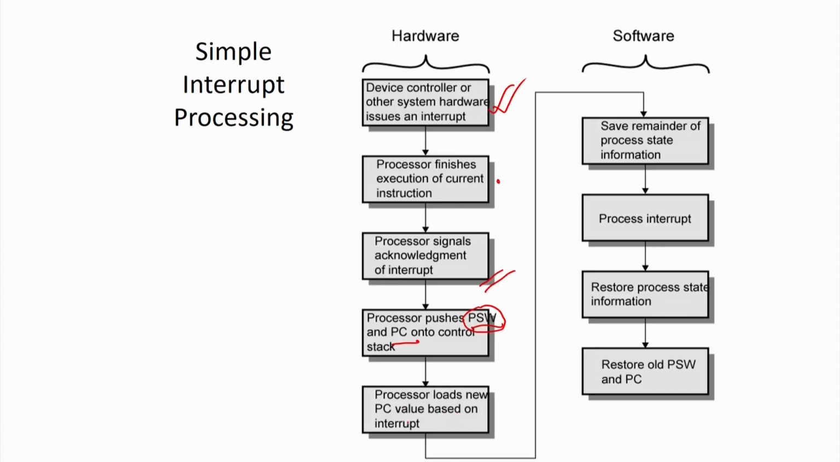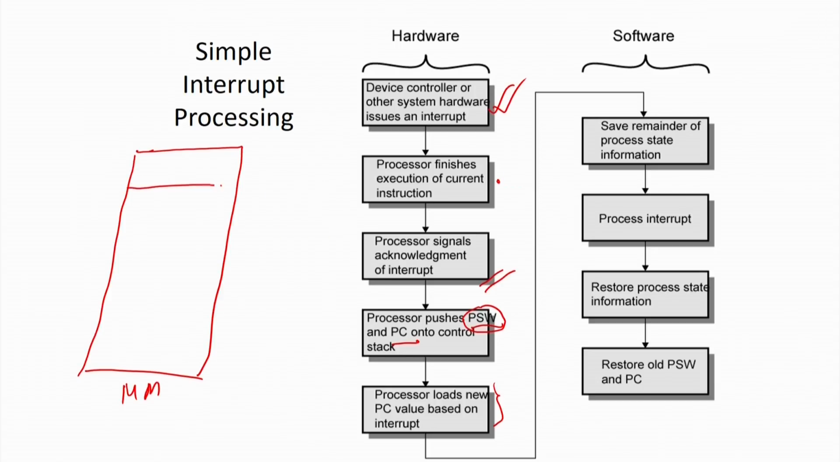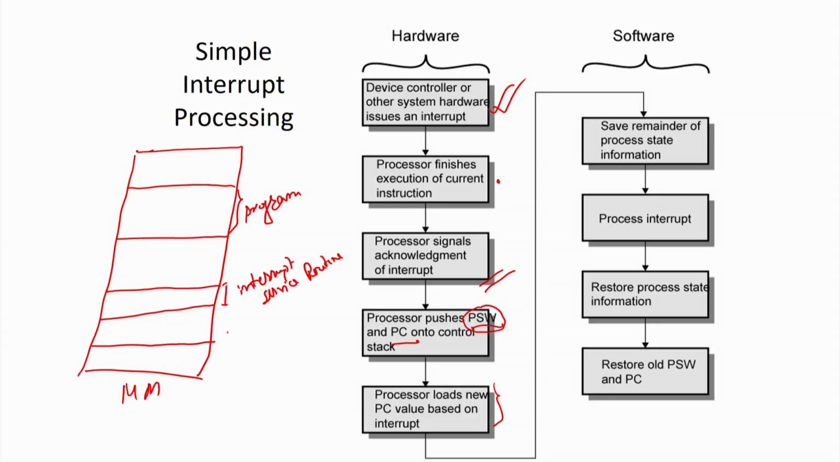Then the processor loads the new PC value based on the interrupt. Now, I am saying that for every interrupt, we have an interrupt service routine. So, if this is my main memory, and currently we are executing this particular program, depending on these things, this may be one service routine, and this may be another interrupt service routine. So, we must know the starting address of this particular service routine. We are going to load the program counter with the starting address of this interrupt service routine. That means we are setting which program we need to execute.